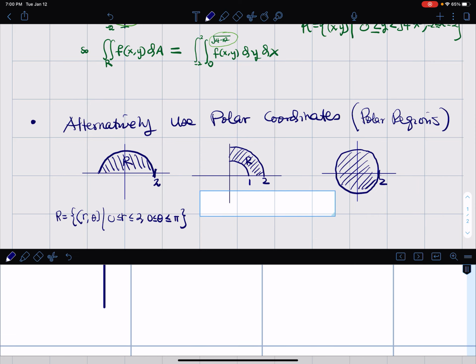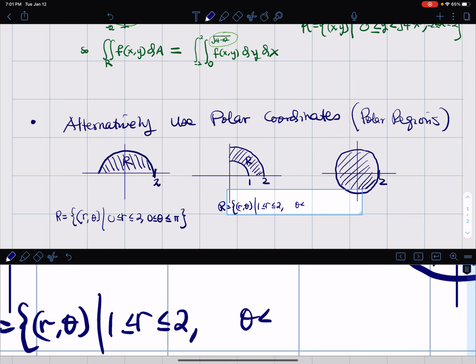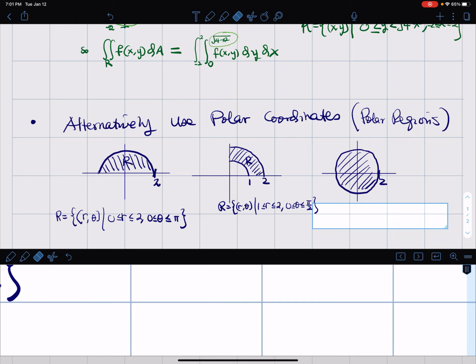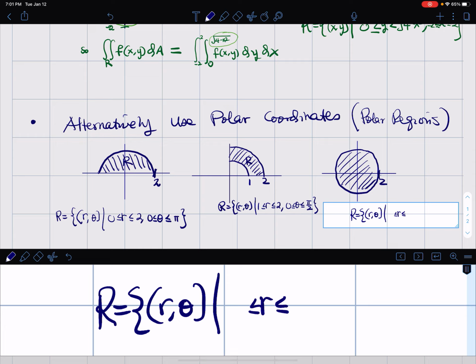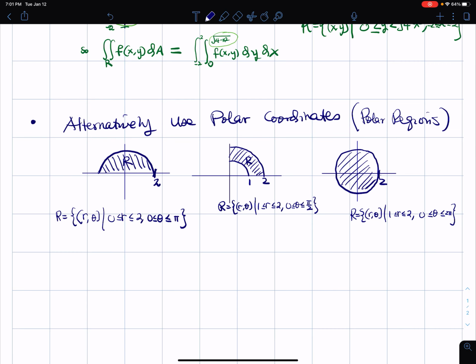This R over here is equal to r theta, such that r is between 1 and 2, and theta is between 0 and pi over 2. Okay? Now this one should be easier. R here is r theta, such that the radius is between 1 and 2, and the angle theta is between 0 and 2 pi. Okay, so that's how we describe regions in polar coordinates.